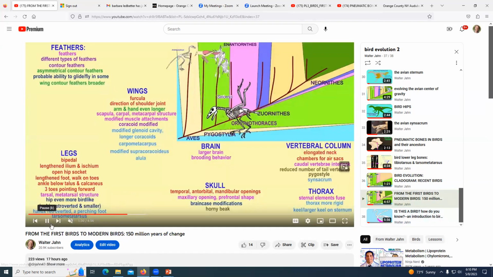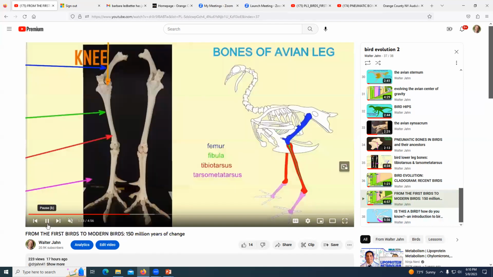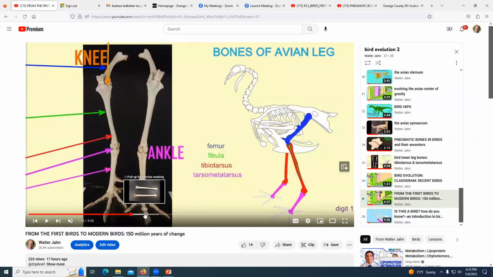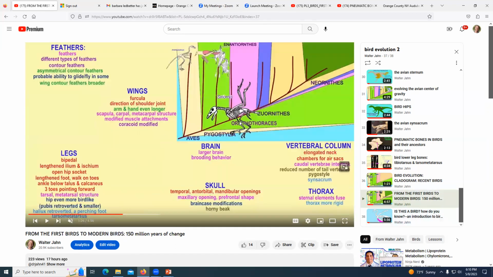Right. So after the pygostyle develops, birds change a little bit, and we get to a new group, which is called the Ornithothoraces. So notice that in the pygostyle group, we get a pygostyle, reduced number of tail vertebrae, and we start to get a horny beak, even though teeth are still there. Notice this is the brown color.